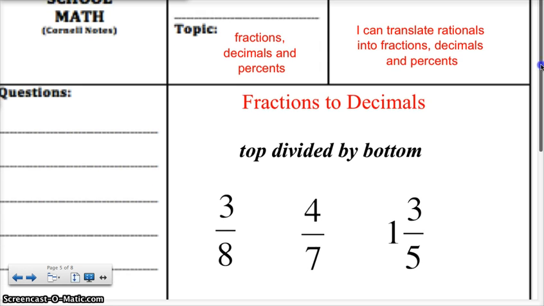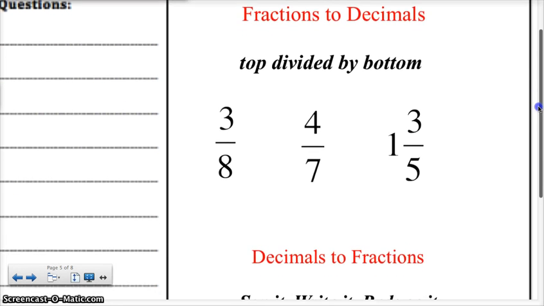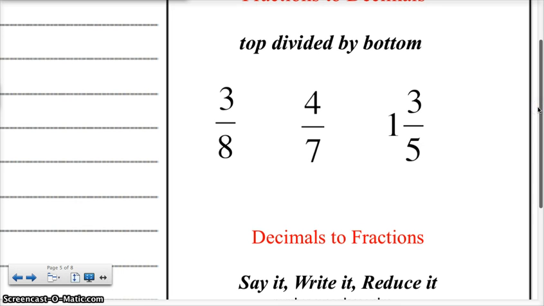So, we need to know fractions to decimals: top divided by bottom. Calculator is okay with this unit. We already did a mini unit without calculator with our rational unit, so calculators are totally okay with this. 3 over 8 as a decimal, what is it? I heard somebody. 0.375. 4 sevenths as a decimal. 0.57. Yeah, I'm going to say 0.57. Okay, 1 3/5 as a decimal. You would do 1.6.